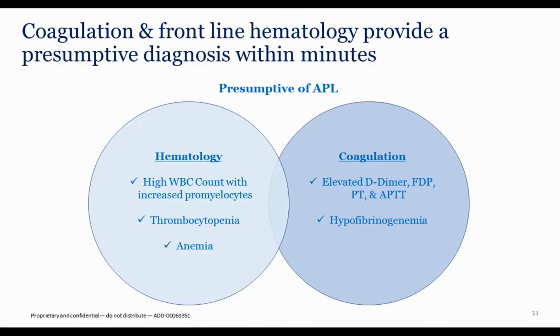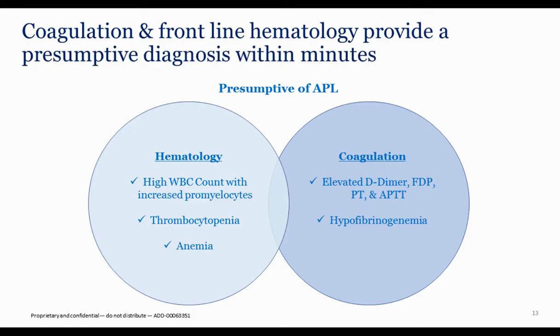So as you can see, integrating the results from the hematology and coagulation laboratories provides diagnosis within minutes, and it improves patient management. And so we have a little graphic here just to show you that the tests that we do in hematology would consist of the WBC count, and we'd also visualize the increased promyelocytes. We also have thrombocytopenia from our platelet count, and then we have anemia from our red cell and hemoglobin hematocrit parameters. In addition, we also see the coagulation.